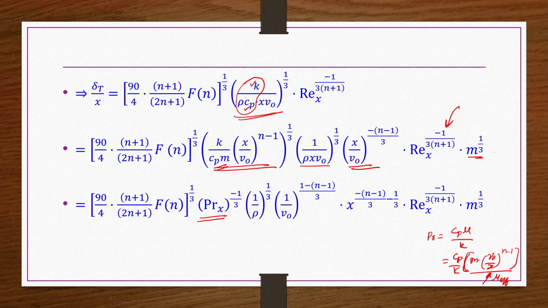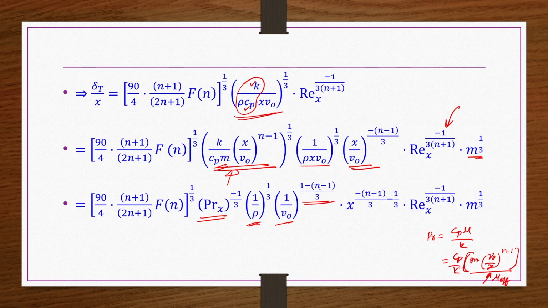So, whatever Cp m by k and then v naught by x whole power n minus 1 is there, that is nothing but the Prandtl number. So, we are having inverse of Prandtl number and whole power 1 by 3. So, Prandtl_x power minus 1 by 3, and then the remaining terms I am just expanding and combining any similar terms. So, 1 by rho whole power 1 by 3, this 1 by v naught power 1 by 3 here, and then 1 by v naught whole power minus (1 minus n) by 3 are there.